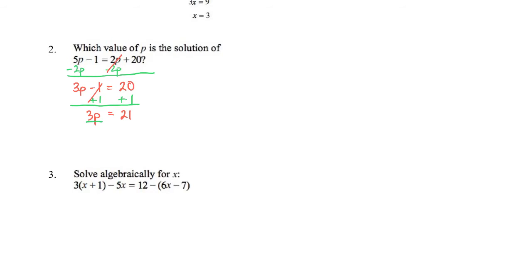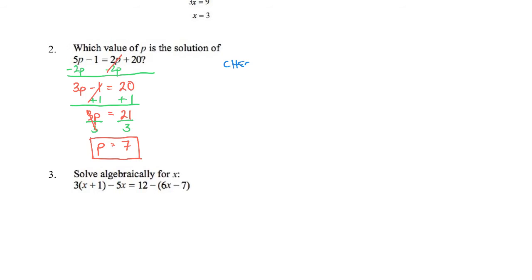And last but not least, I notice that 3 is being multiplied by p, so I'm going to divide by 3. Divide both sides by 3. 3 over 3 reduces to 1. I'm left with just p. And 21 divided by 3 is 7. Now, I could go back and check that if I wanted to.